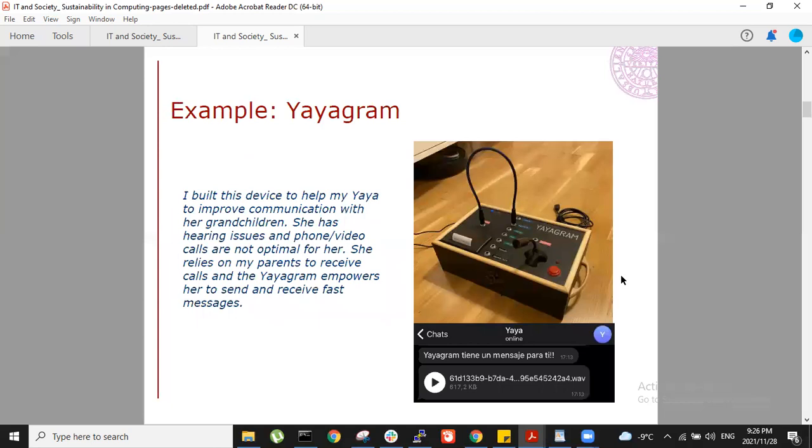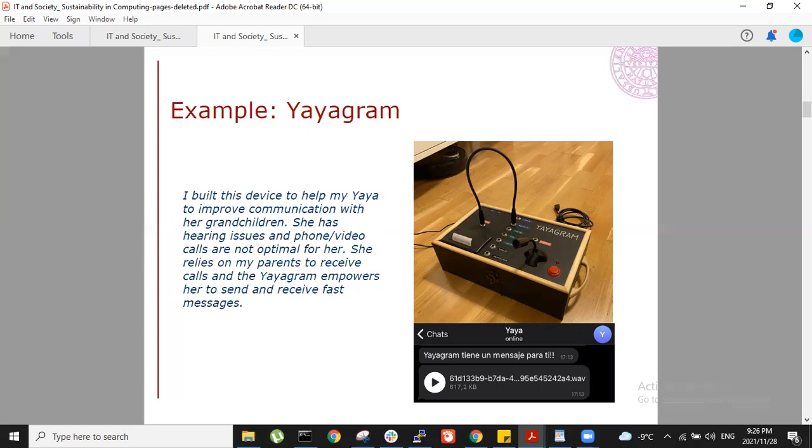Well, before going into more depth, let's first check this example, Yayagram. What is Yayagram? This is a really interesting innovation, designed by a Spanish person. I don't remember his name exactly, but it's a really good device. IT is used, and this is for communication purposes. All people are using it.